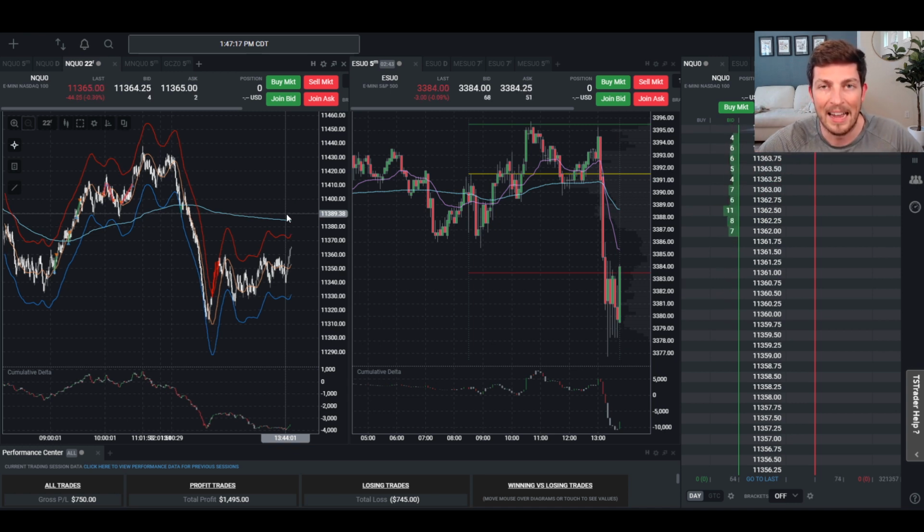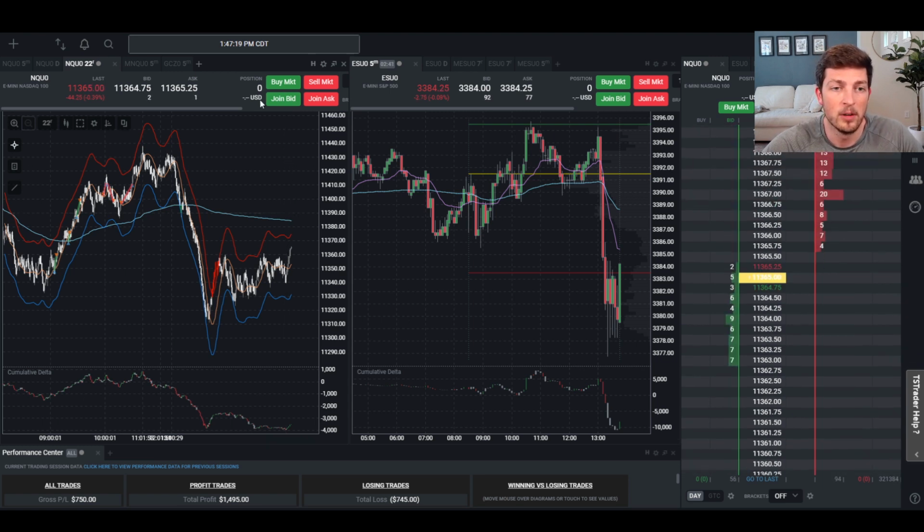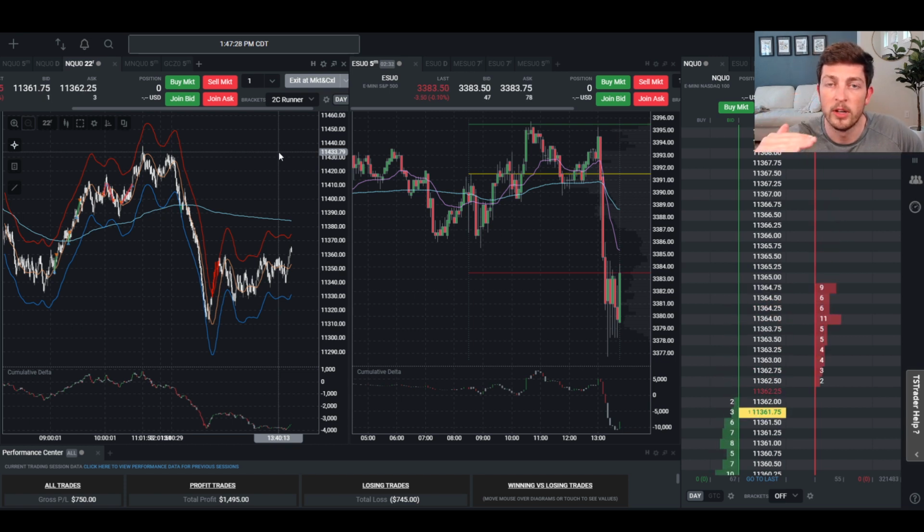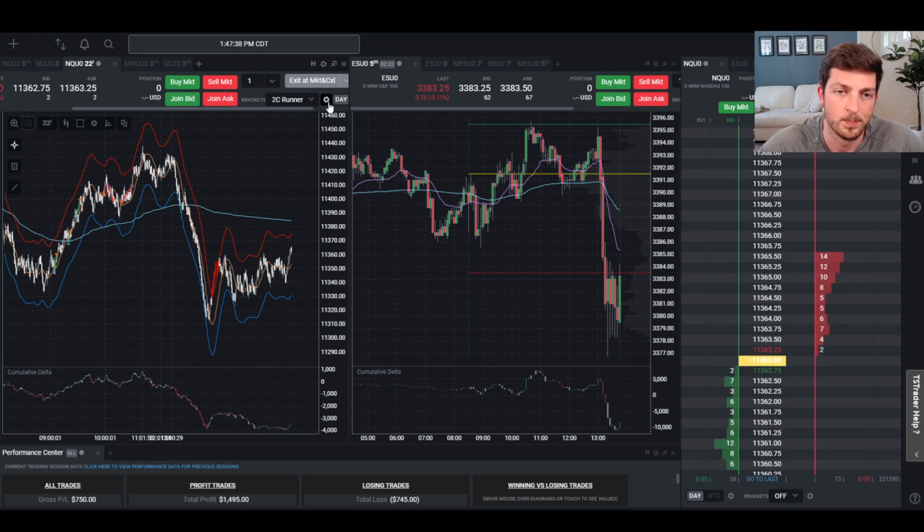So bracket orders, what are they? A bracket order is an order that when you go long or short, so when you buy or sell, it goes ahead and puts a target price that you want to get out at and a stop loss price that you want to get out at. These are all customizable. There's lots of different ways to do this. So let's go ahead and take a look.